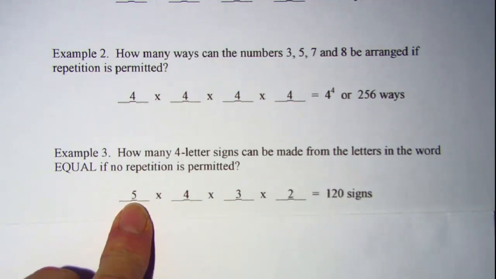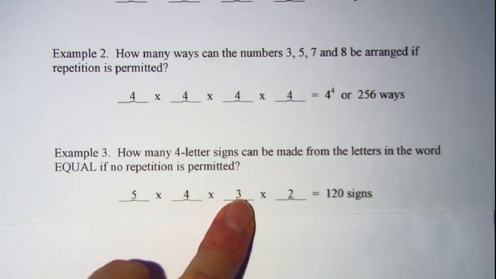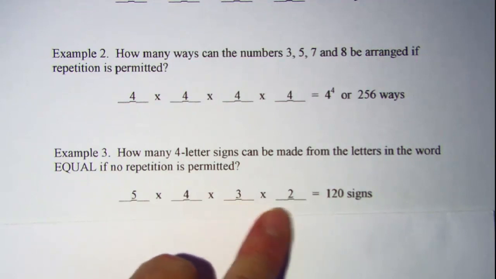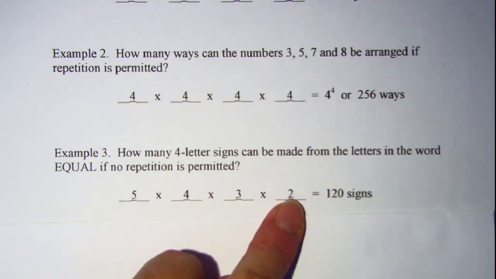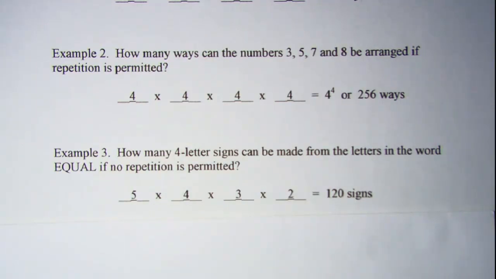Then once I make a choice, that letter is set aside and I no longer have 5 letters to choose from. Now I just have 4 letters to choose from. So I pick a letter to put into this spot, and then I only have 3 letters to choose from to fill up this spot, and 2 letters to choose from for this spot. So the fundamental counting principle says I need to multiply those numbers, or those ways, together, and I get 120.